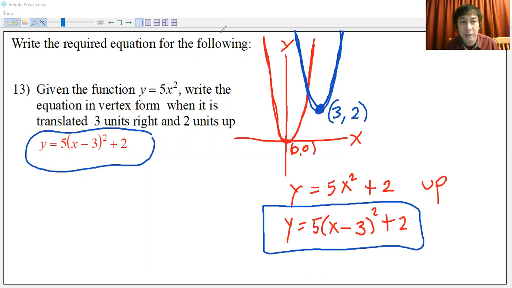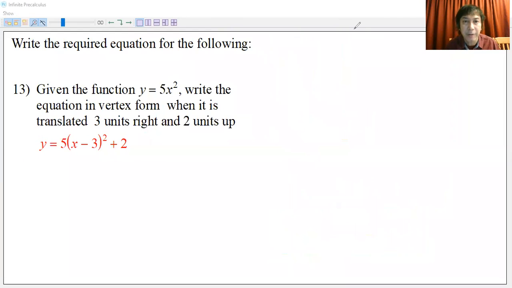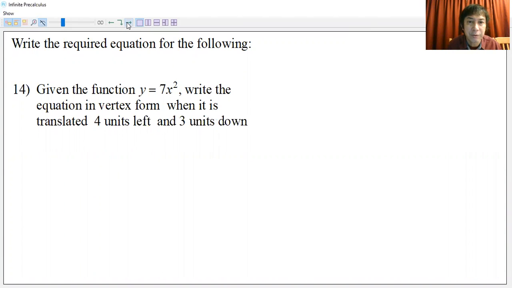Let's continue with the next, number 14. Let me clear the screen and continue with 14. All right, here's number 14. Write the required equation for the following. Given the function y is equal to 7x squared, write the equation in vertex form when it is translated 4 units left and 3 units down.